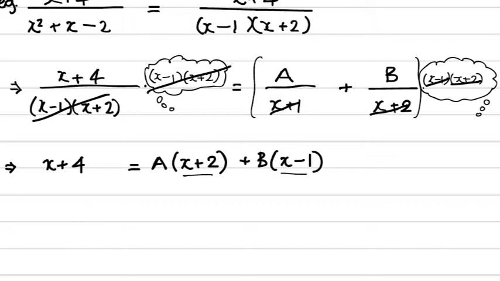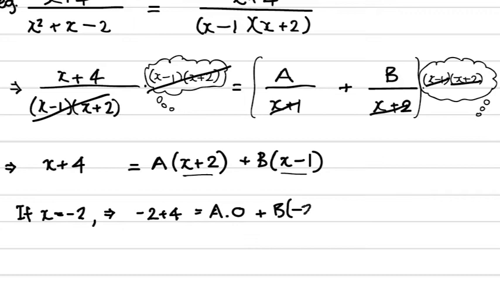If we look at the expression on the right-hand side, we can choose suitable values of x to make each of the bracketed items equal to 0. For example, if I take an x value of x equals negative 2, then we can substitute that in the equation. We get negative 2 plus 4 on the left-hand side. And on the right-hand side of the equation, we get a times 0, because negative 2 plus 2 inside the brackets equals 0. So the term with the a drops out.